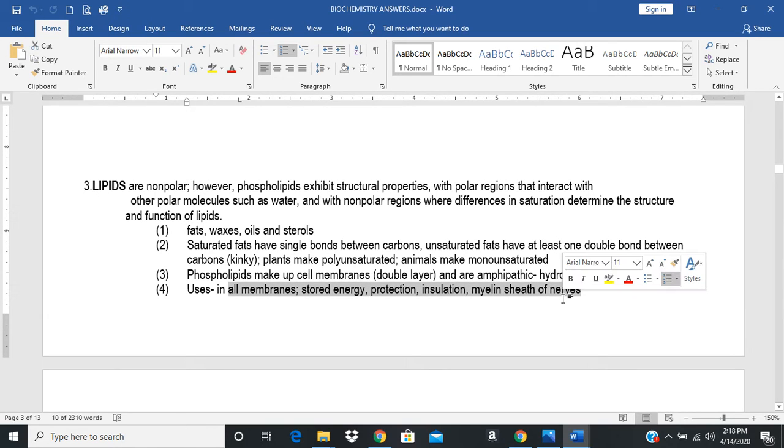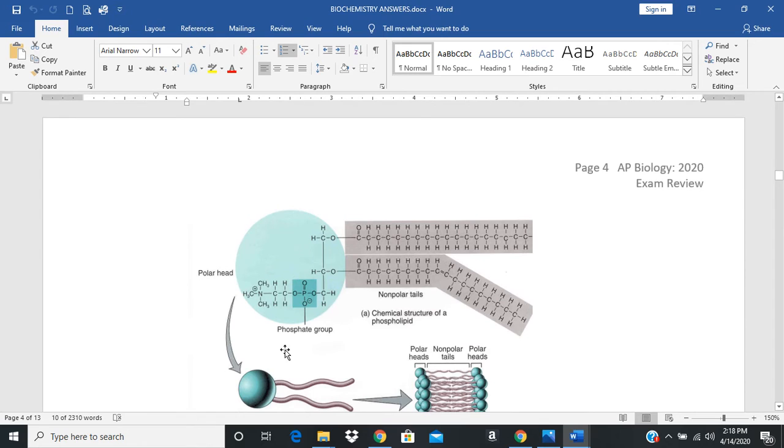Besides the plasma membrane, they can form other types of membranes. They can be involved in protection, insulation. They form the myelin sheath. Okay, and here's a typical phospholipid.